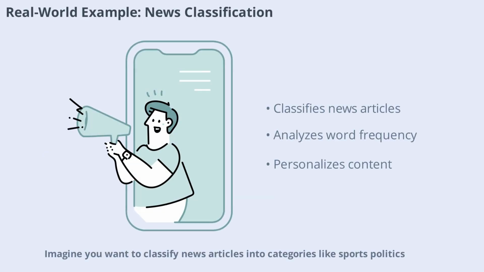Imagine you want to classify news articles into categories like sports, politics, or entertainment. Naive Bayes can analyze the frequency of words in each article and predict the most likely category. This approach is widely used by news aggregators and content recommendation systems to organize and personalize content.